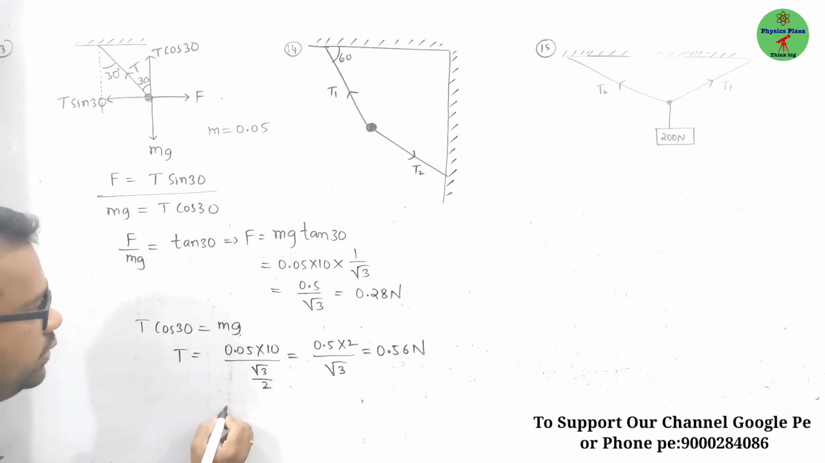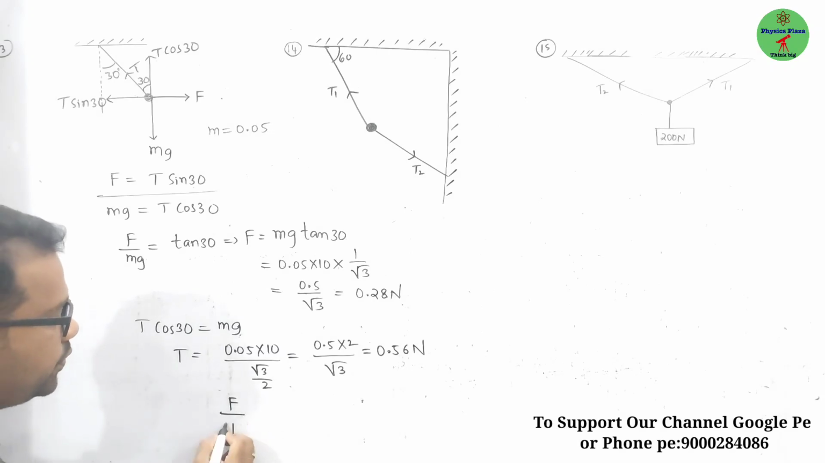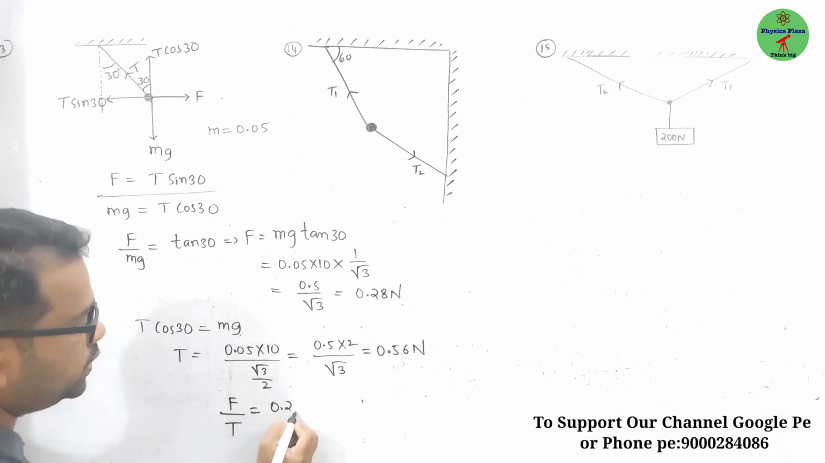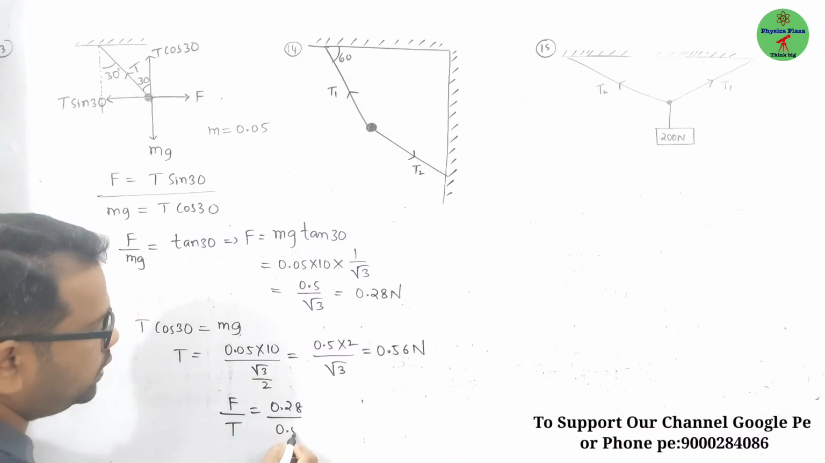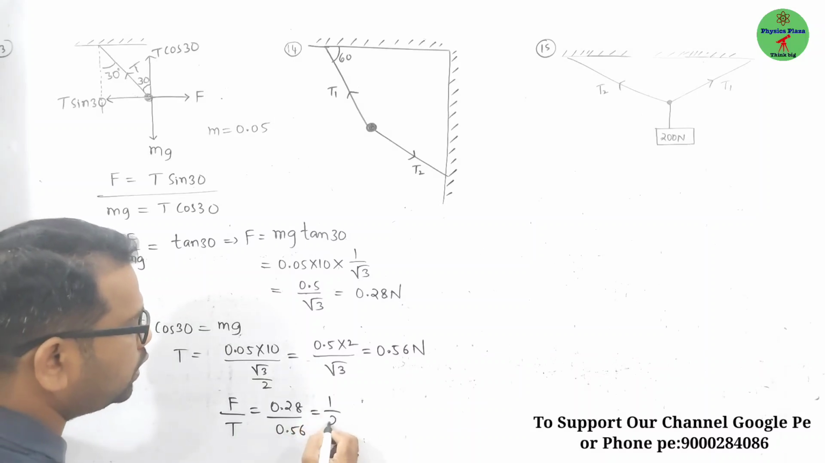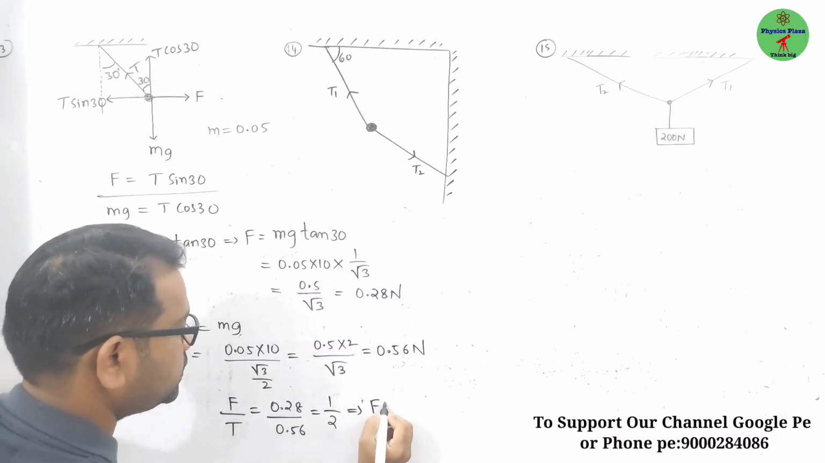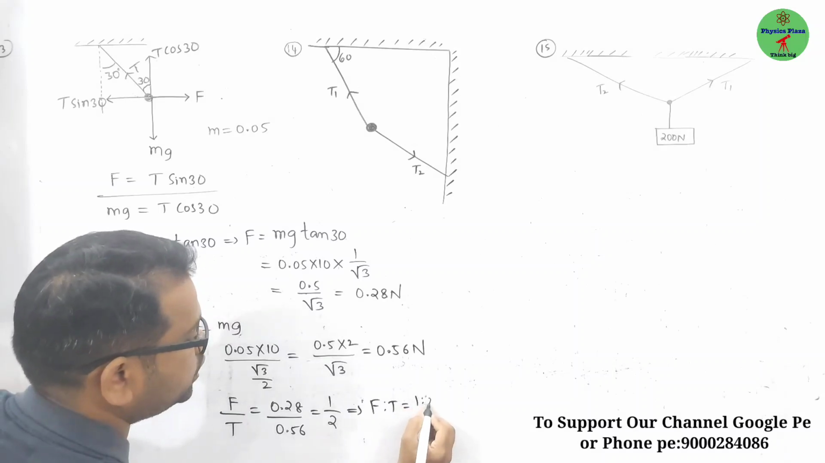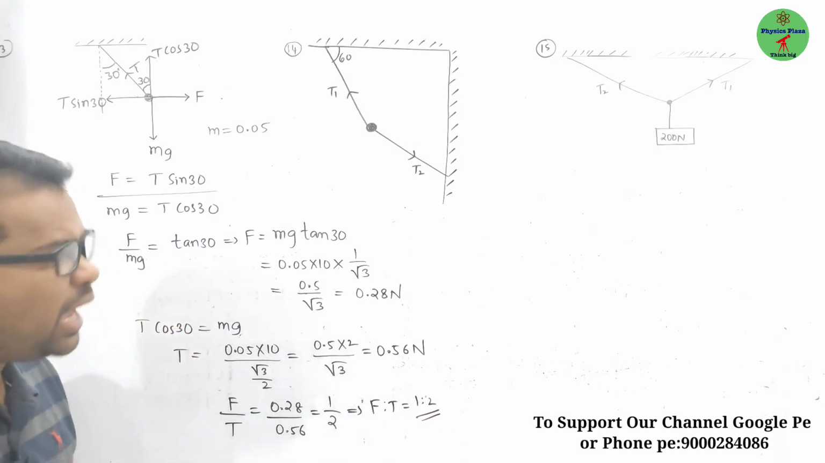So if you want the F by T ratio, this is 0.28 by 0.56. So it is 1 by 2. So simply say F is to T is equal to 1:2. That's it. Okay, as simple as that.